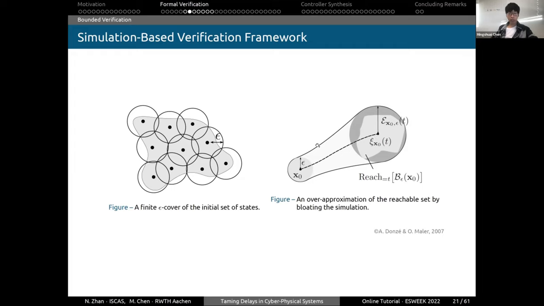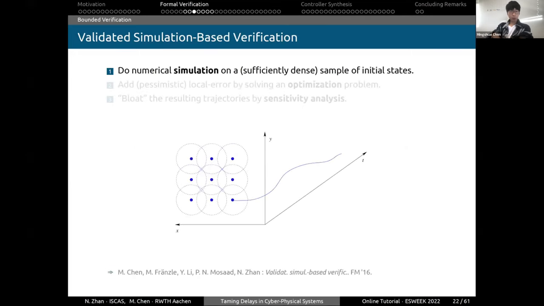In the meantime, we bloat such a simulation by some sensitivity analysis techniques. This gives us an over-approximation, this big gray circle, which necessarily covers the exact reachable set of the system at time t. You can imagine that if you do so for each of those circles, the union of all those big circles will necessarily cover the reachable set at time t. And you can use such an over-approximation to do the verification. In our approach, we basically generalize this to delayed differential equations. The idea is quite obvious. In the first step, after a partition of the initial set, we do numerical simulation, right? And this blue curve is a simulated solution of the system.